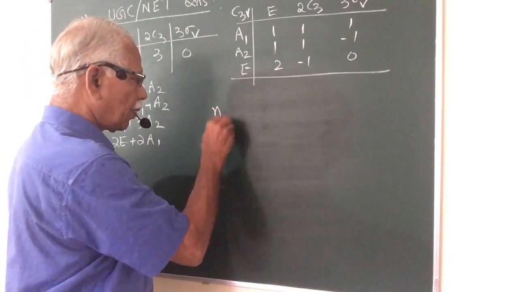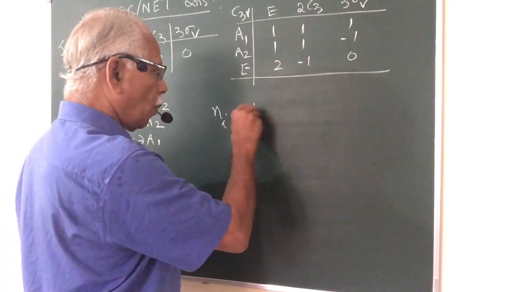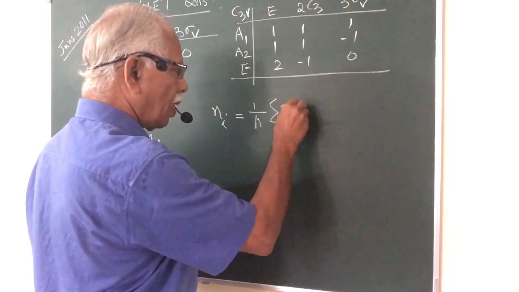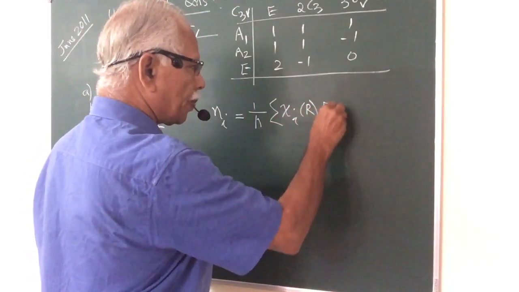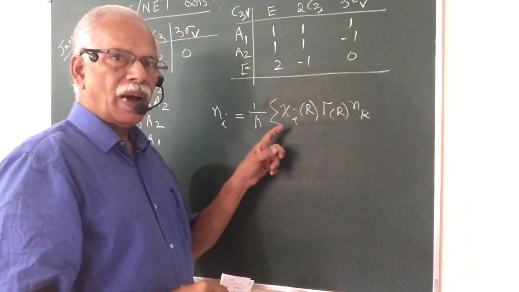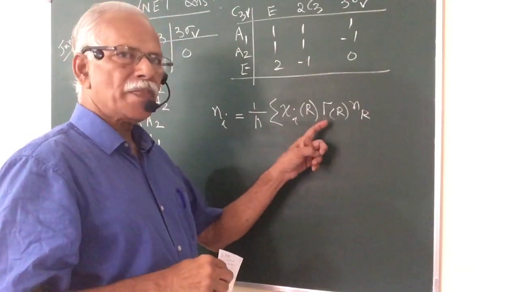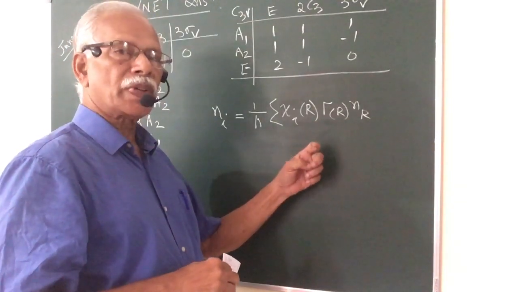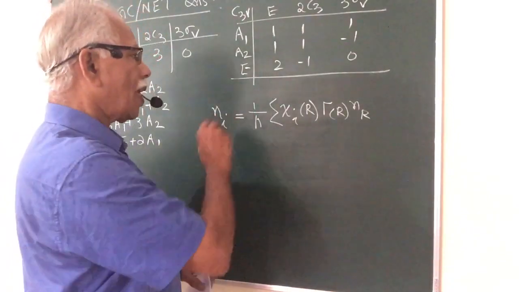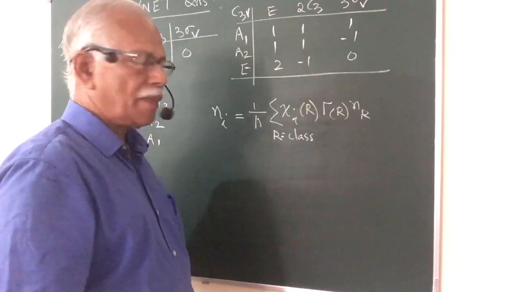The number of times the ith irrep belongs to a reducible representation is 1 by the order of the group, sigma over R of chi_i(R) gamma(R) n(R), where chi_i are the characters of the ith irreducible representation, gamma the characters of the reducible representation, and n the number of operations belonging to the class R. You are adding up over all the classes.